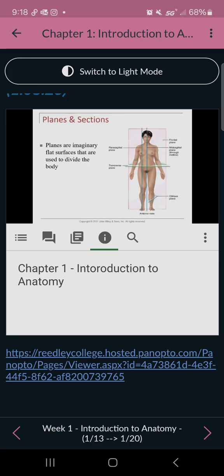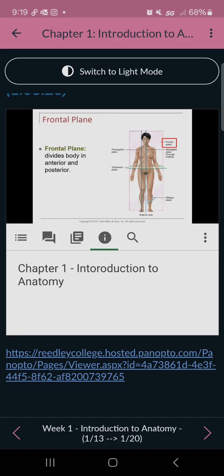Now we're going to talk about planes and sections. Planes are imaginary flat surfaces that are used to divide the body. So we're going to talk about the different planes. We have the frontal plane, the mid-sagittal plane, the parasagittal plane, the transverse plane, and the oblique plane. First we're going to talk about the frontal plane. This would be the frontal plane.